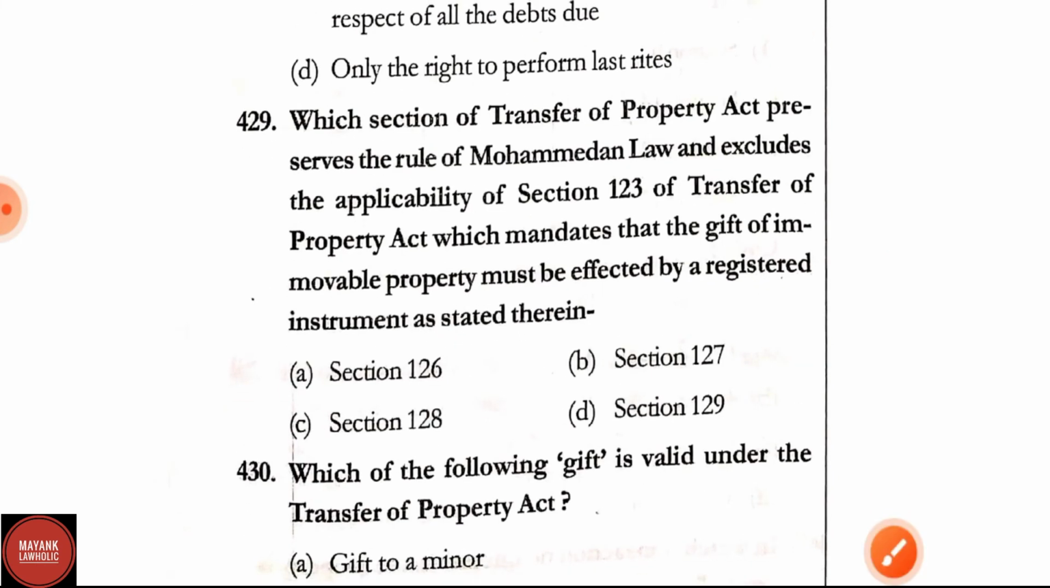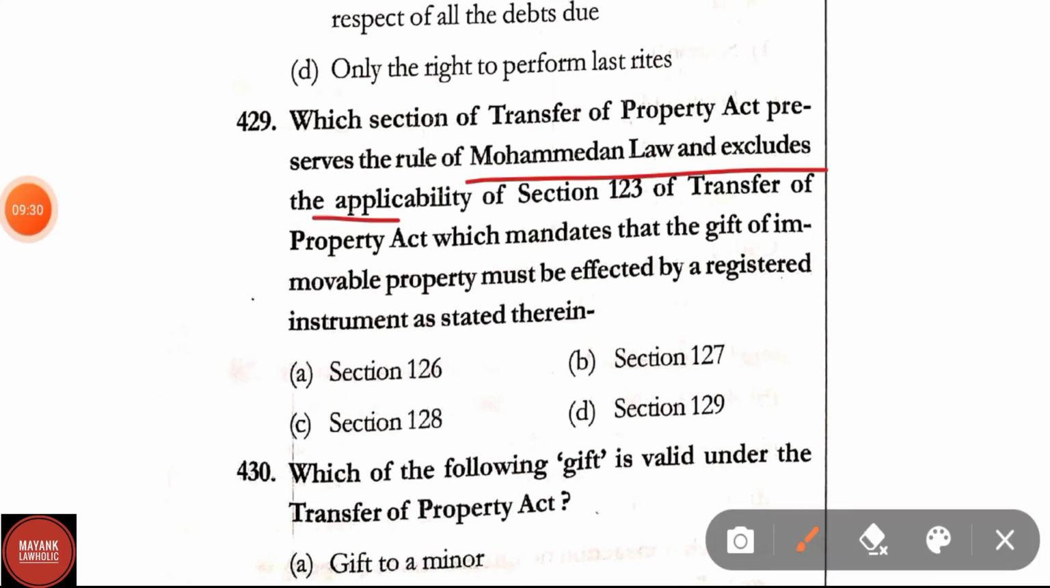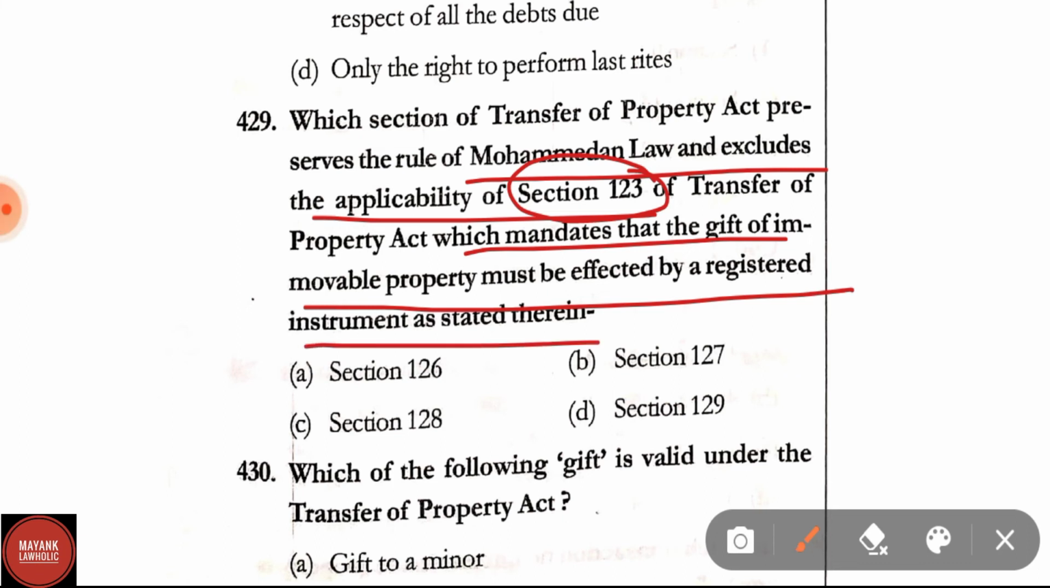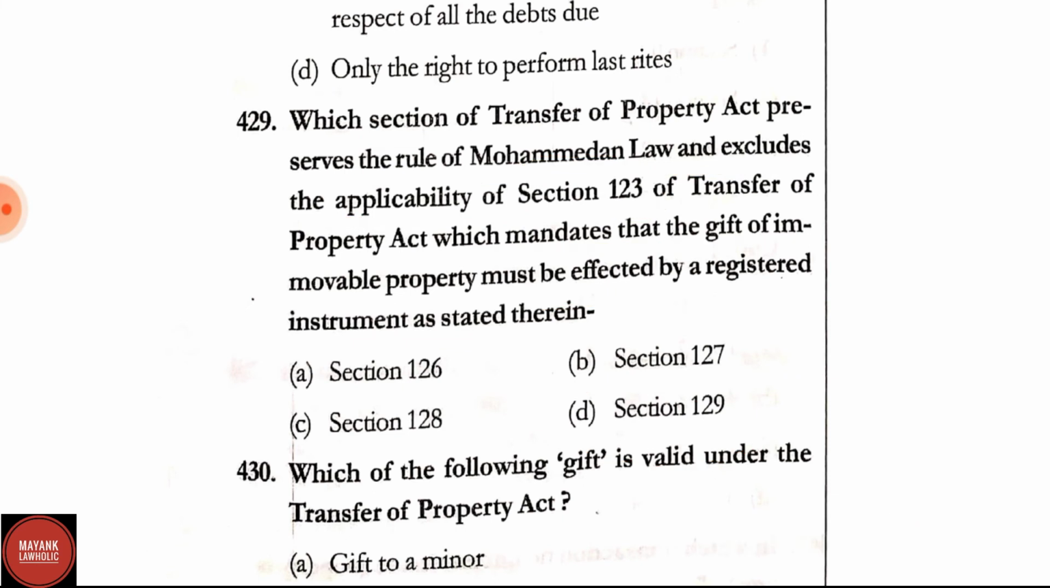Question number 429. Which section of the Transfer of Property Act reserves the rule of Mohammedan law and excludes the applicability of section 123 of TPA, which mandates that a gift of immovable property must be effected by a registered instrument as stated therein? Correct answer is option D, that is section 129 of TPA.